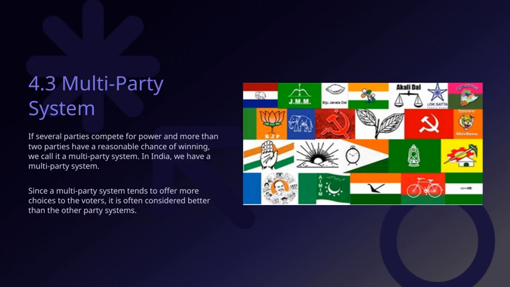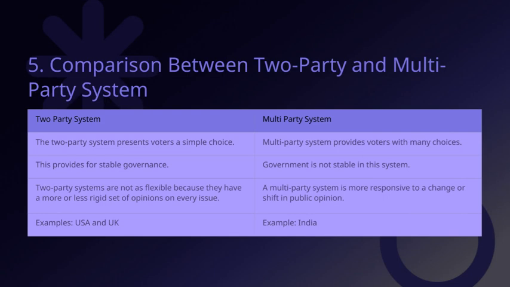In India, we actually have a multi-party system, which means voters can choose from a variety of parties, not just two. This setup encourages broader representation and can lead to more coalition governments, making the political process more inclusive and dynamic. Overall, the multi-party system aligns with our theme of a vibrant, participatory democracy, giving voters more meaningful choices and encouraging political pluralism. Now, let's look at the comparison between two-party and multi-party systems.